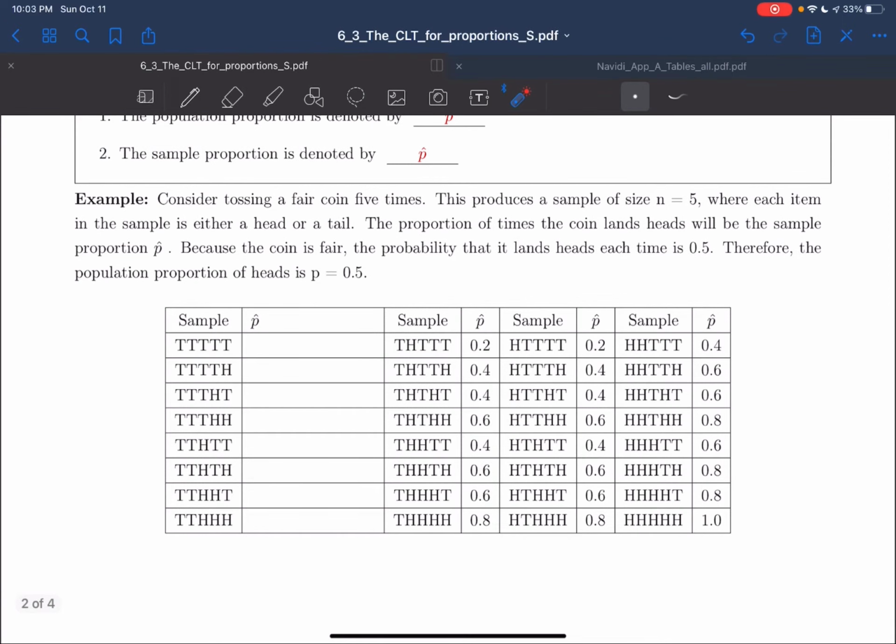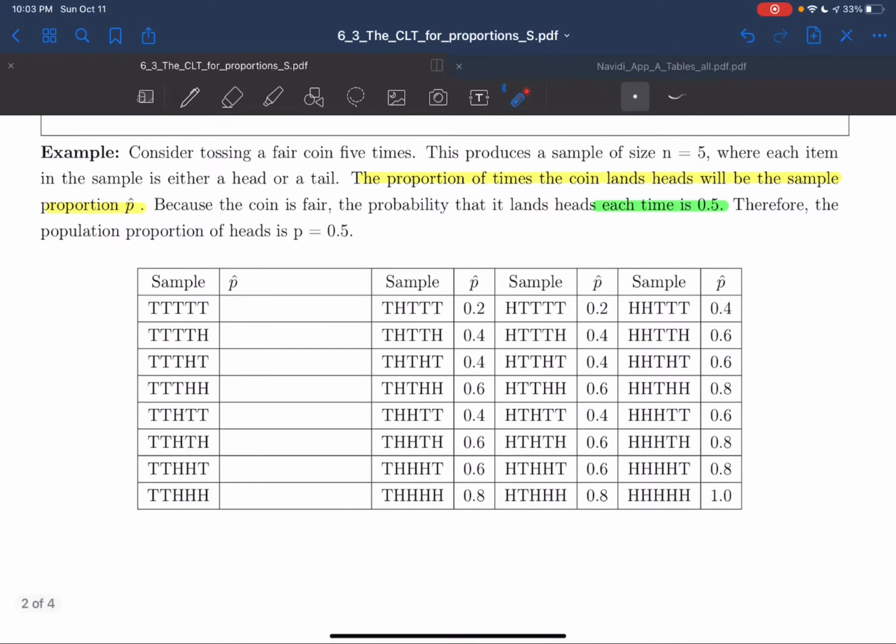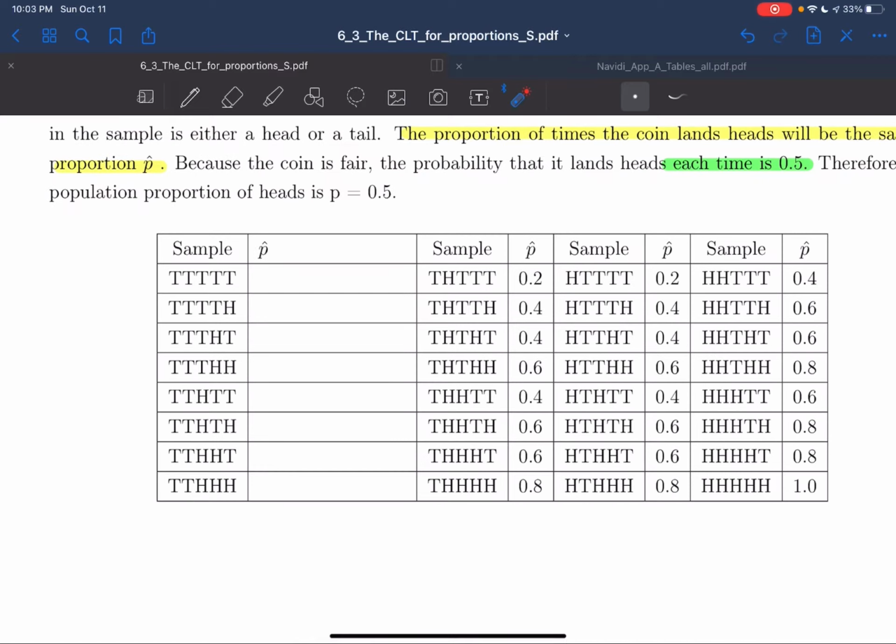So let's go over an example. Let's consider tossing a fair coin 5 times. Here we know that our sample size will be 5 because we're tossing it 5 times. And the proportion of times that the coin lands heads will be our sample proportion. So in this case, we only care about the proportion that the coin lands heads. Because this coin is fair, the probability that it lands on heads will be 0.5. So this gives us an idea that our population proportion is 0.5.